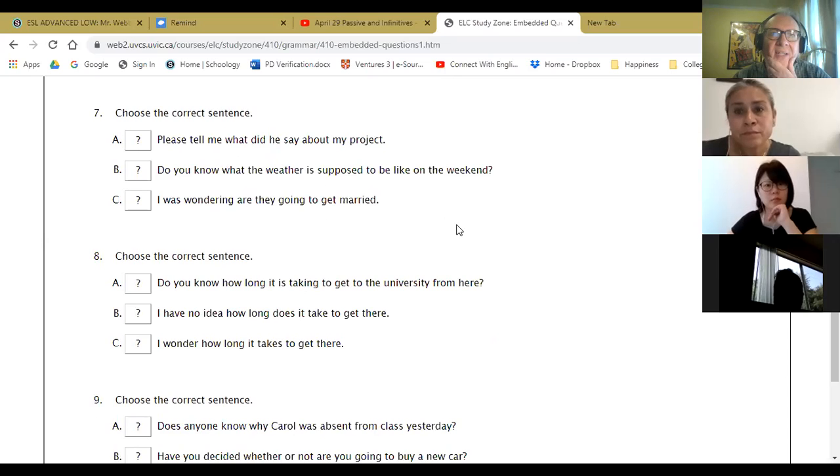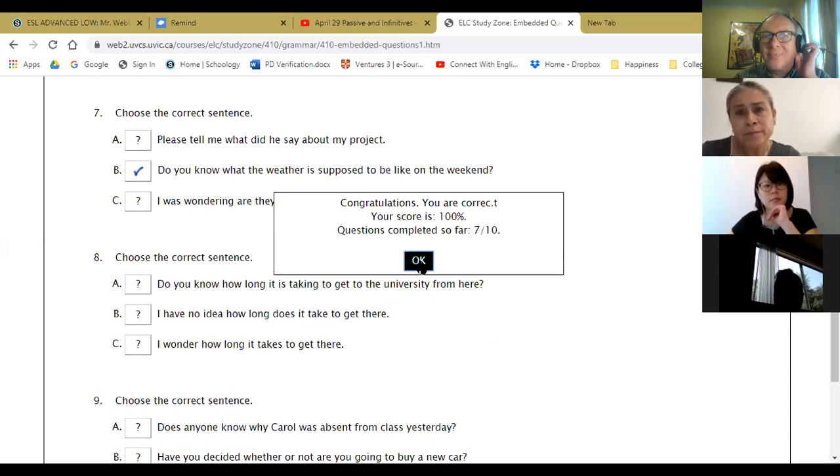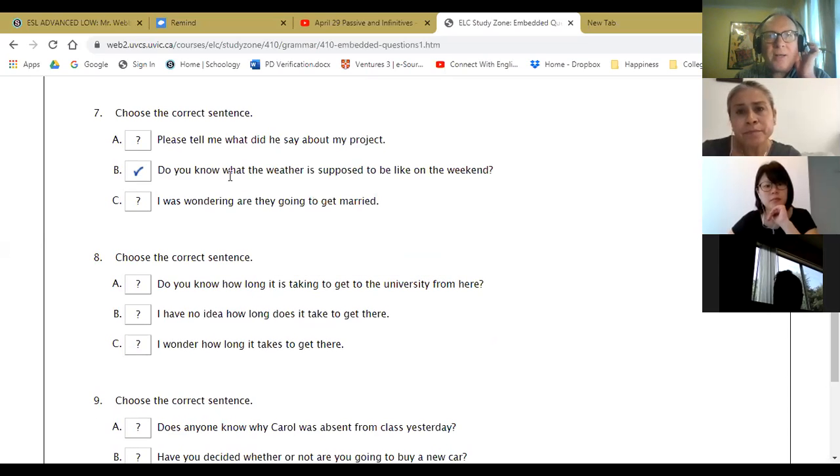Number seven, choose the correct sentence. What do we have? Do you know what? B. You know what the weather is supposed to be like. Connector, subject, verb. Connector, subject, verb.